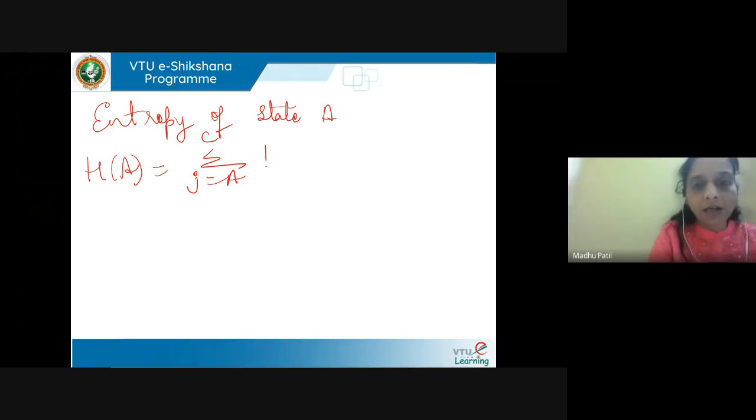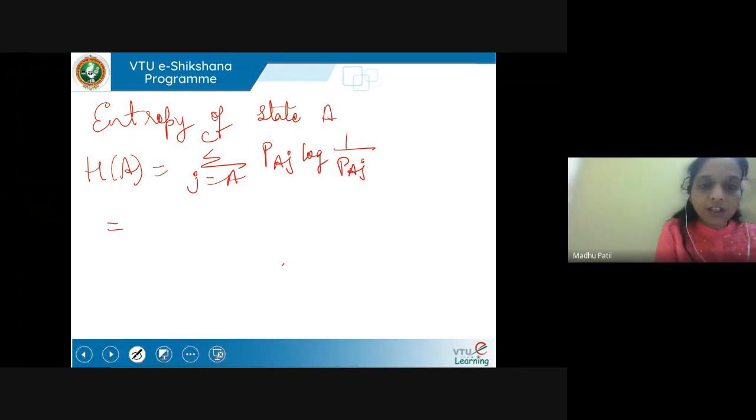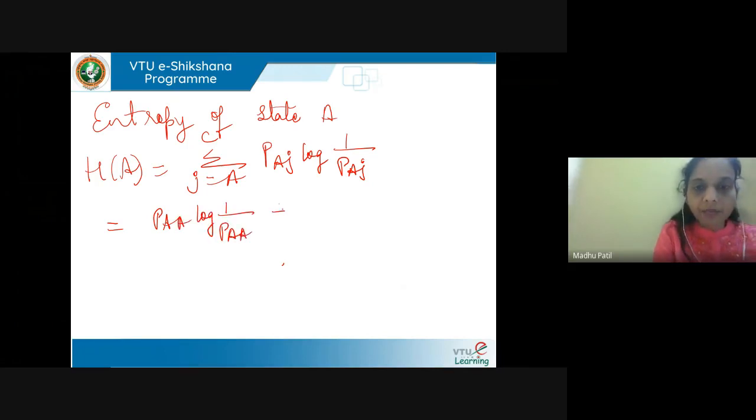So, entropy of each state means, let me first find the entropy of state A, which is H of A. How will I find H of A? This is equal to the summation over the three states of PAJ log of 1 by PAJ. Okay, so first J is A: PAA log of 1 by PAA, plus J is B, because A, B, C are the three states, plus when J is C.